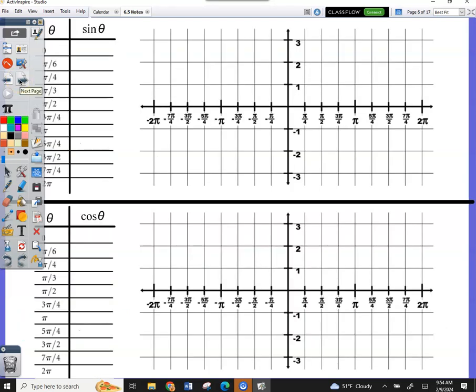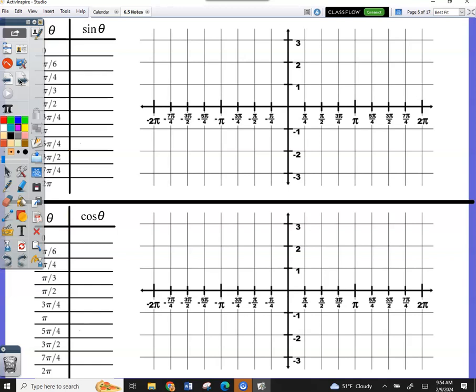Then you go to this slide, and you're going to see where I've got a blank table and then a blank graph. This one is the sine function. This one is the cosine function. Those are the easier ones to work with. Tangent is totally different, which is why it gets its own slide.